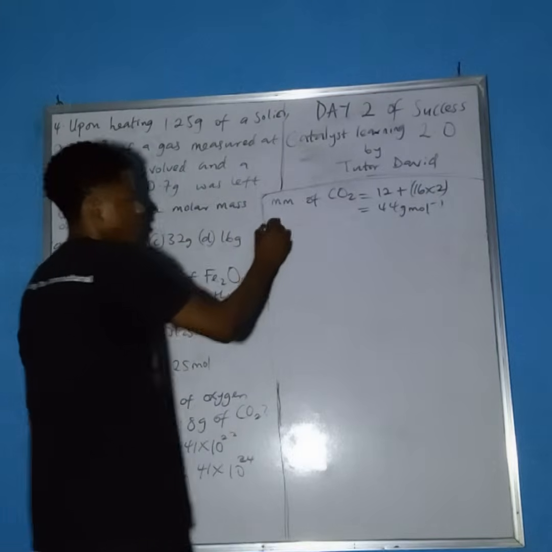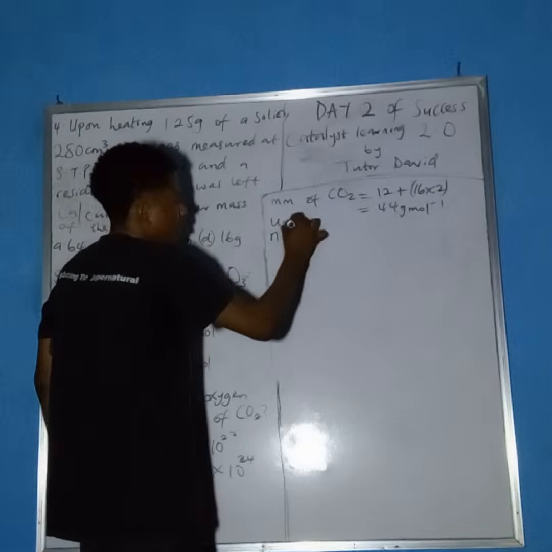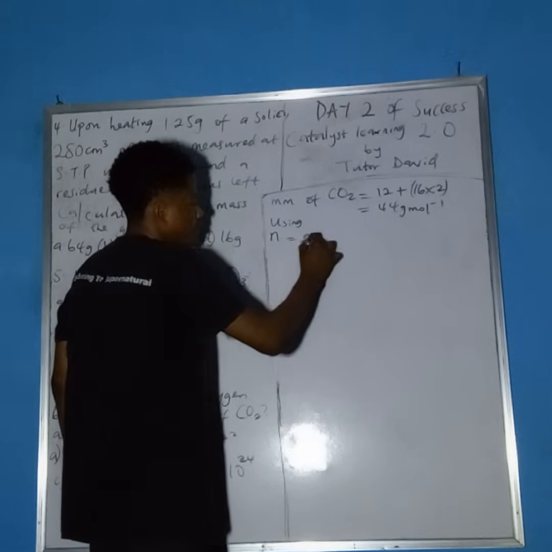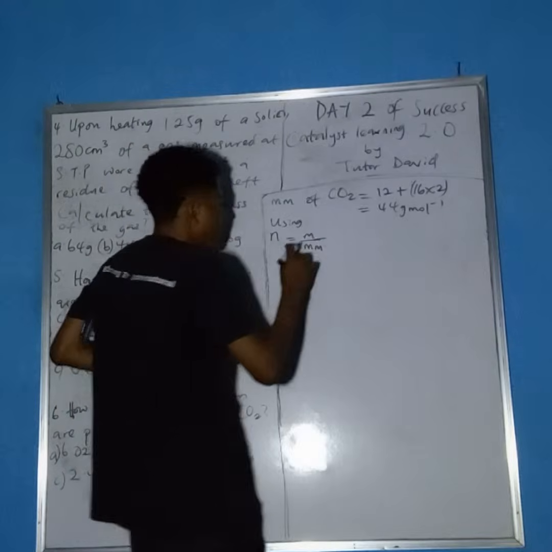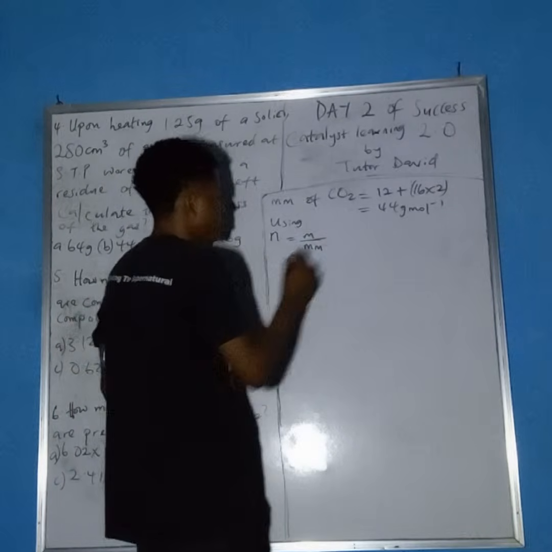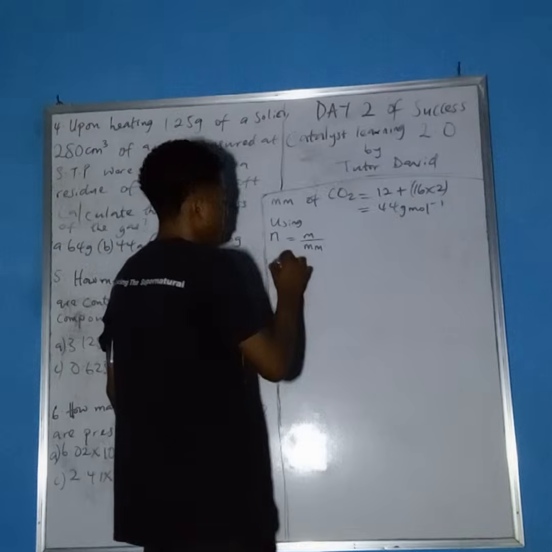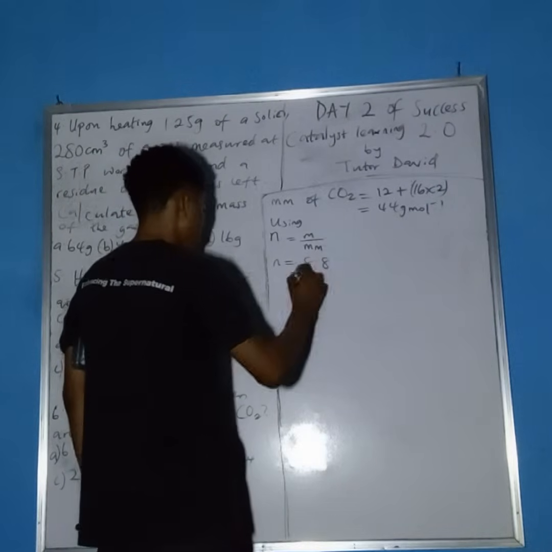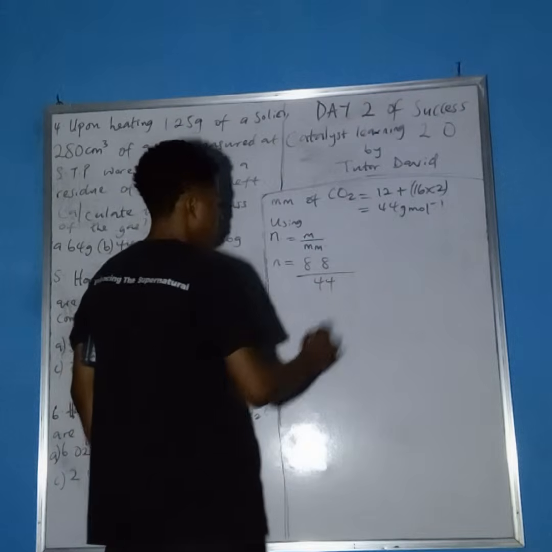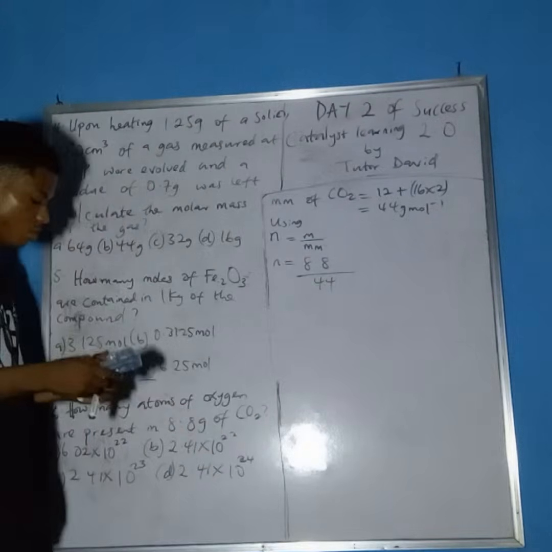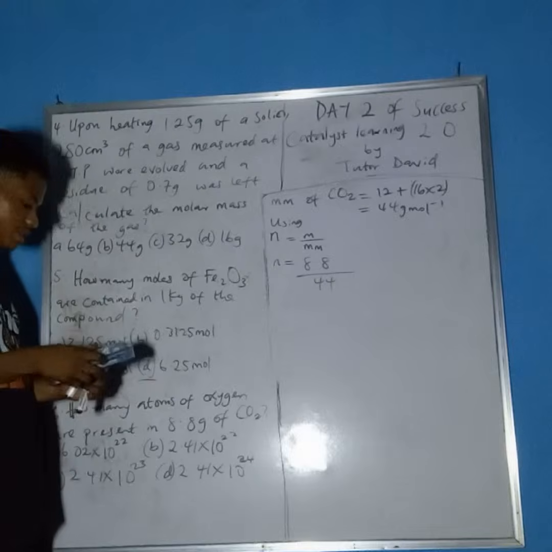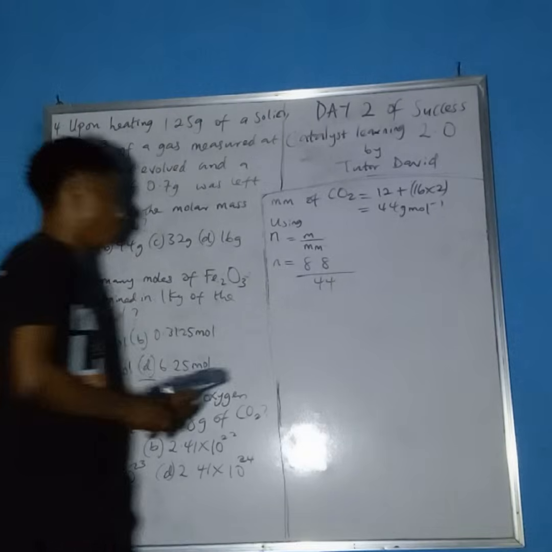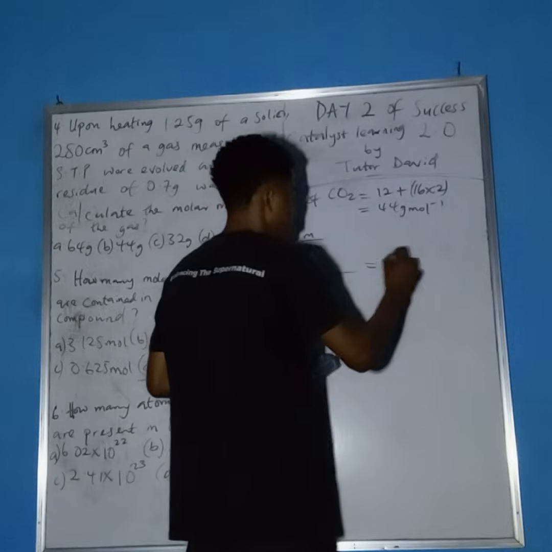So since we now have this, we can now use our formula: number of moles equals mass over molar mass. Right? So by doing this, what is the mass? 8.8 gram over molar mass 44. So when we do this, let's see what we have here. The number of moles of carbon dioxide is 8.8 divided by 44. That should give us 0.2 moles. So that's 0.2 moles.